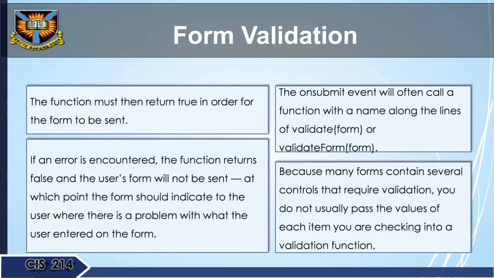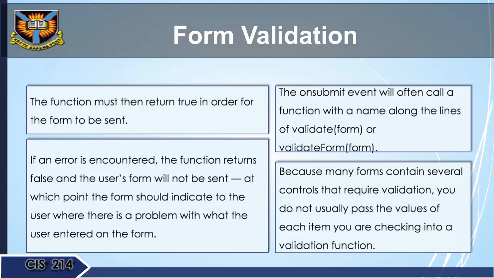If an error is encountered, the function returns false and the user's form will not be sent, at which point the form should indicate to the user where there is a problem with what the user entered on the form. The onSubmit event will often call a function with a name along the lines of validateForm.